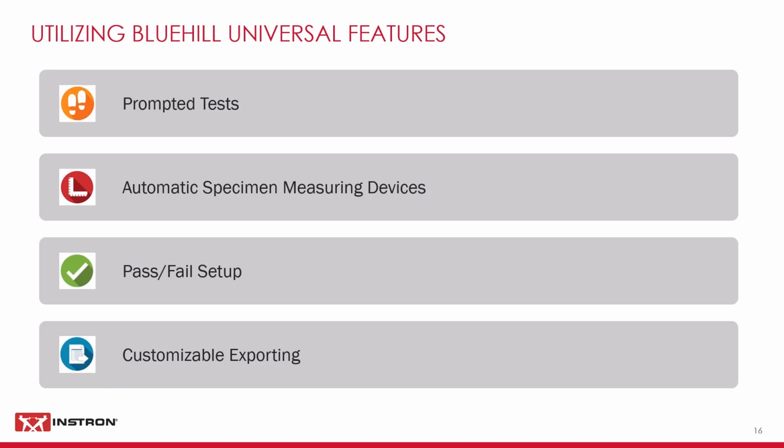Bluehill Universal has so many features that can be utilized to save time and minimize errors. We have many software videos online that talk about some of these features, but I wanted to highlight these 4. When I've visited customer laboratories, these are the 4 features that I find myself talking about the most often. When talking about cycle times and minimizing retests, these 4 features can make a big difference.